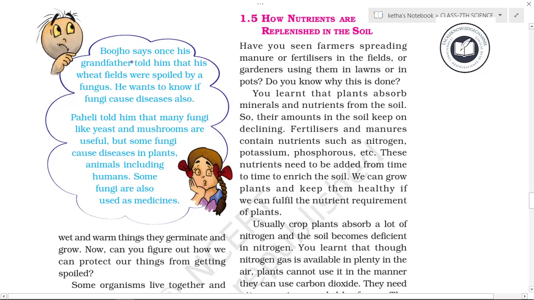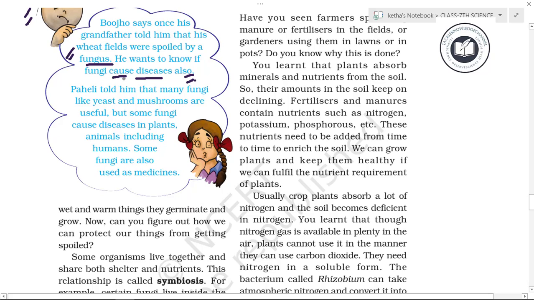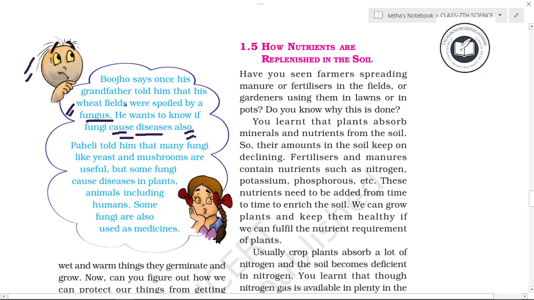So here is Bojo's confusion. Bojo says once his grandfather told him that his wheat fields were spoiled by a fungus. So Bojo is saying that his grandfather told him that wheat fields are spoiled due to fungal growth. He wants to know whether fungus also causes diseases or not.